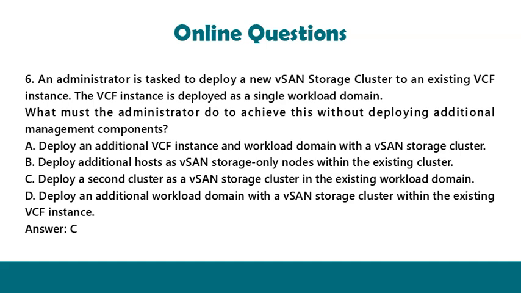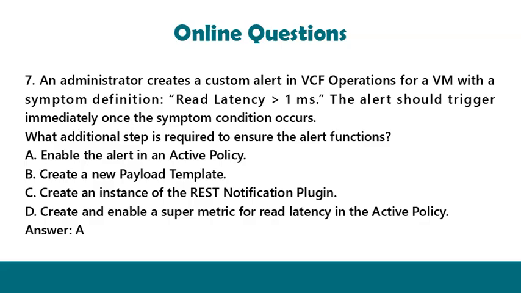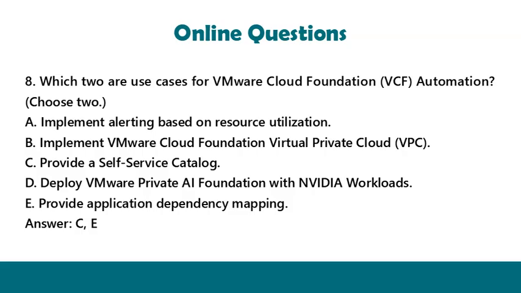Answer: C. 7. An administrator creates a custom alert in VCF Operations for a VM with a symptom definition: read latency greater than 1 ms. The alert should trigger immediately once the symptom condition occurs. What additional step is required to ensure the alert functions? A. Enable the alert in an active policy. B. Create a new payload template. C. Create an instance of the REST notification plugin. D. Create and enable a super metric for read latency in the active policy. Answer: A.